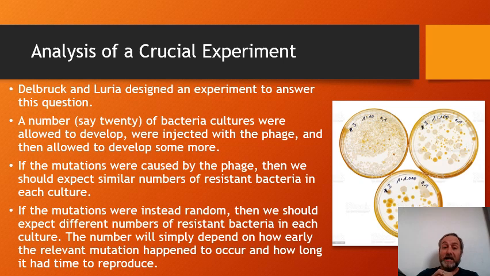But if the mutations were random, and the viruses had nothing to do with it, then you'd expect a random amount of resistant bacteria in each culture. The number is just going to depend on how early the relevant mutation happened and how long it had time to reproduce.